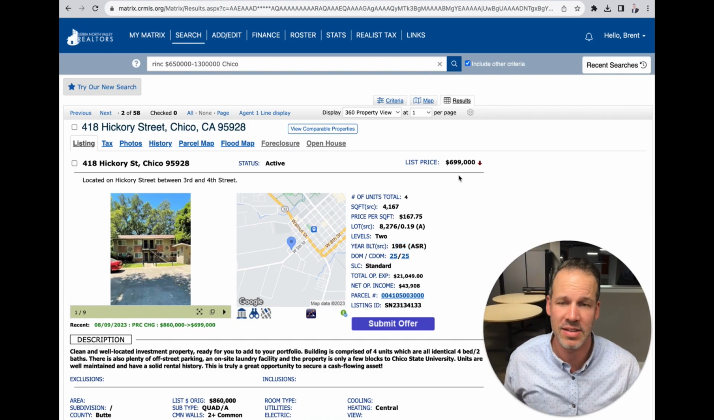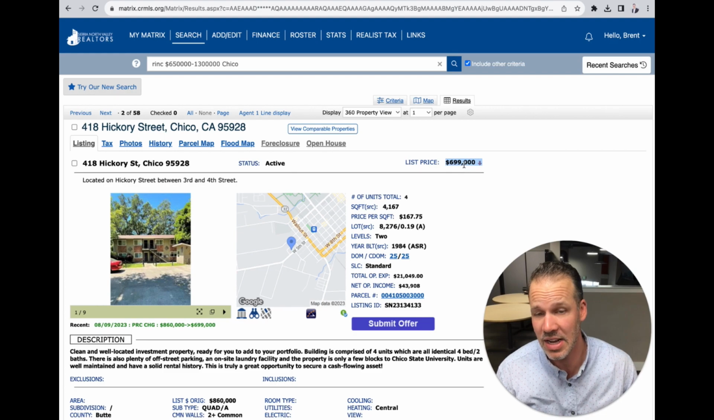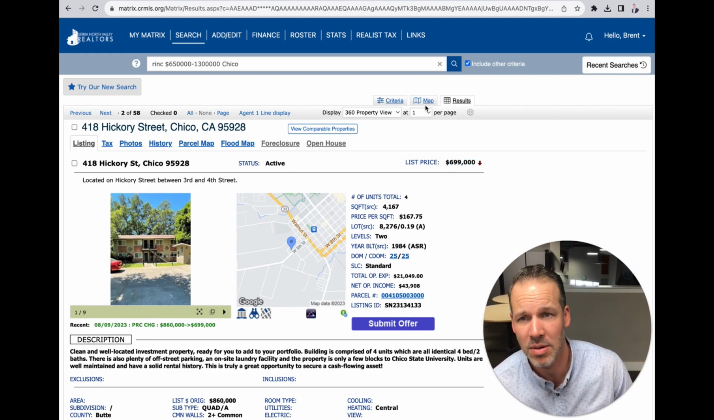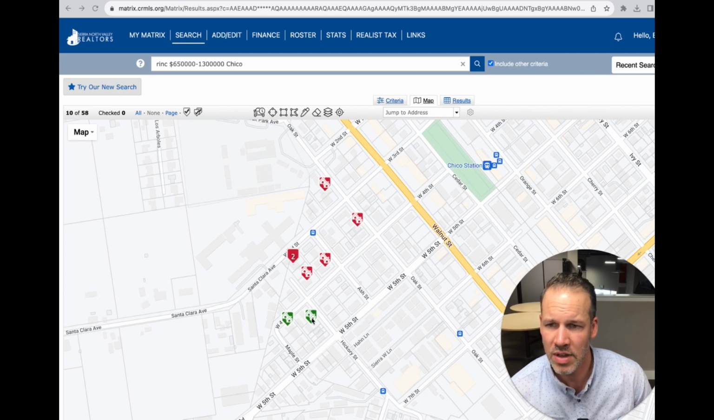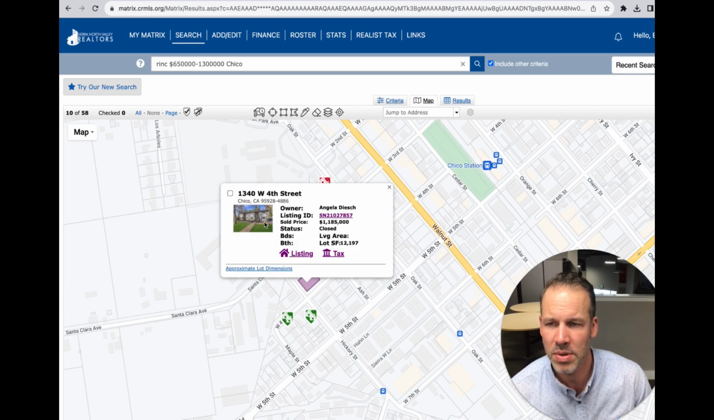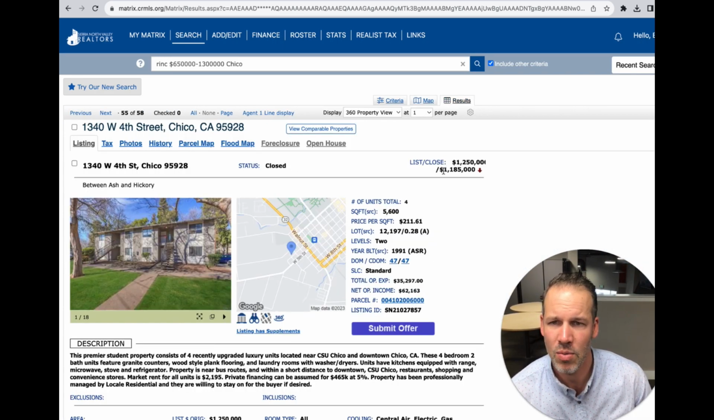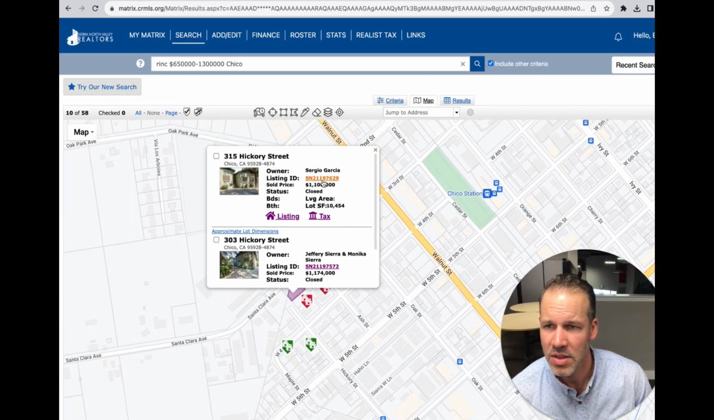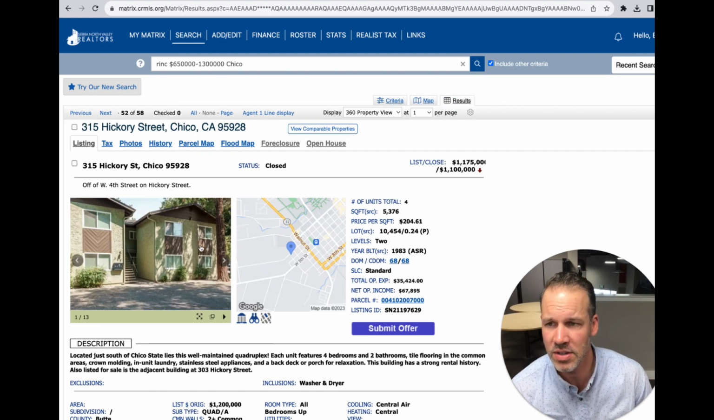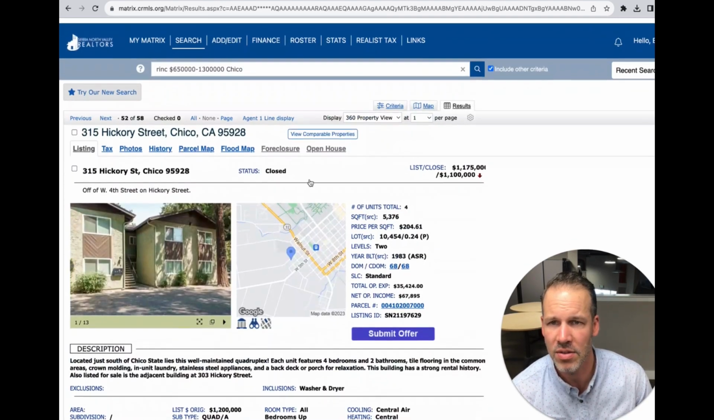But here's why it's standing out to me. You can note the price, $699. So that's a pretty good price, because if you look at this area here, so here's this fourplex for $699, but look at this fourplex right here sold at $1.185 million, okay? And this is all on Hickory Street, and then we have these two up here. This one sold for $1.1 million, and these are very similar. These are four units. They're all four-bed, two-bath units, okay?